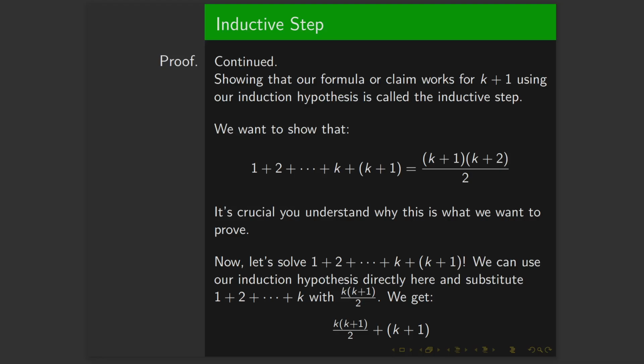So now let's actually solve the left-hand side and see what it equals. And we're going to use our induction hypothesis this time. So we're going to substitute 1 plus 2 plus all the way to k with the fraction k times k plus 1 over 2. But we'll keep the plus k plus 1 that's on the right side by itself. The crucial thing in the inductive step is that we use our induction hypothesis. Otherwise, it doesn't really matter what lily pad we're on.